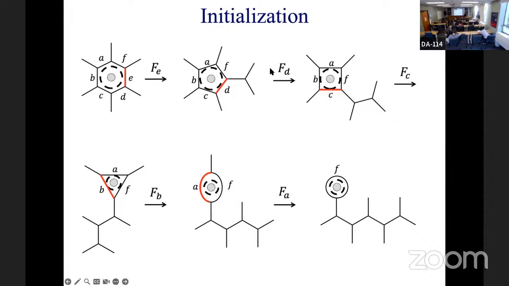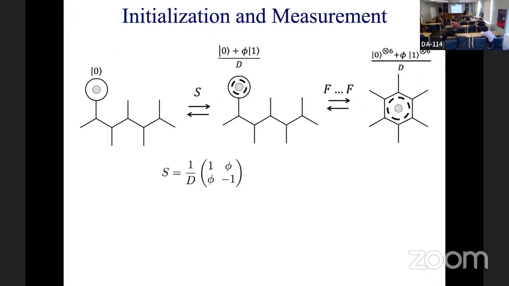So I can keep applying this F until I end up with just a single tadpole. I basically have all the charge content of one plaquette in one qubit with a tail and some extra legs like this. And now I know how to initialize a single qubit. Then I can just reverse the process and go back to the entangled state that corresponds to initializing a plaquette into, for example, the ground state.